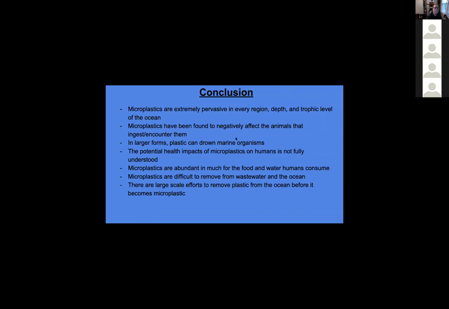Microplastics are extremely pervasive in every region, depth, and trophic level. They've been found to negatively affect humans and animals that ingest and encounter them. In larger forms, plastic can drown marine organisms, and not all of the health impacts are fully understood. Microplastics are everywhere in human life, and we don't really realize it, and they're very difficult to remove from the ocean. But there are large-scale efforts to remove plastics and microplastics from the ocean.